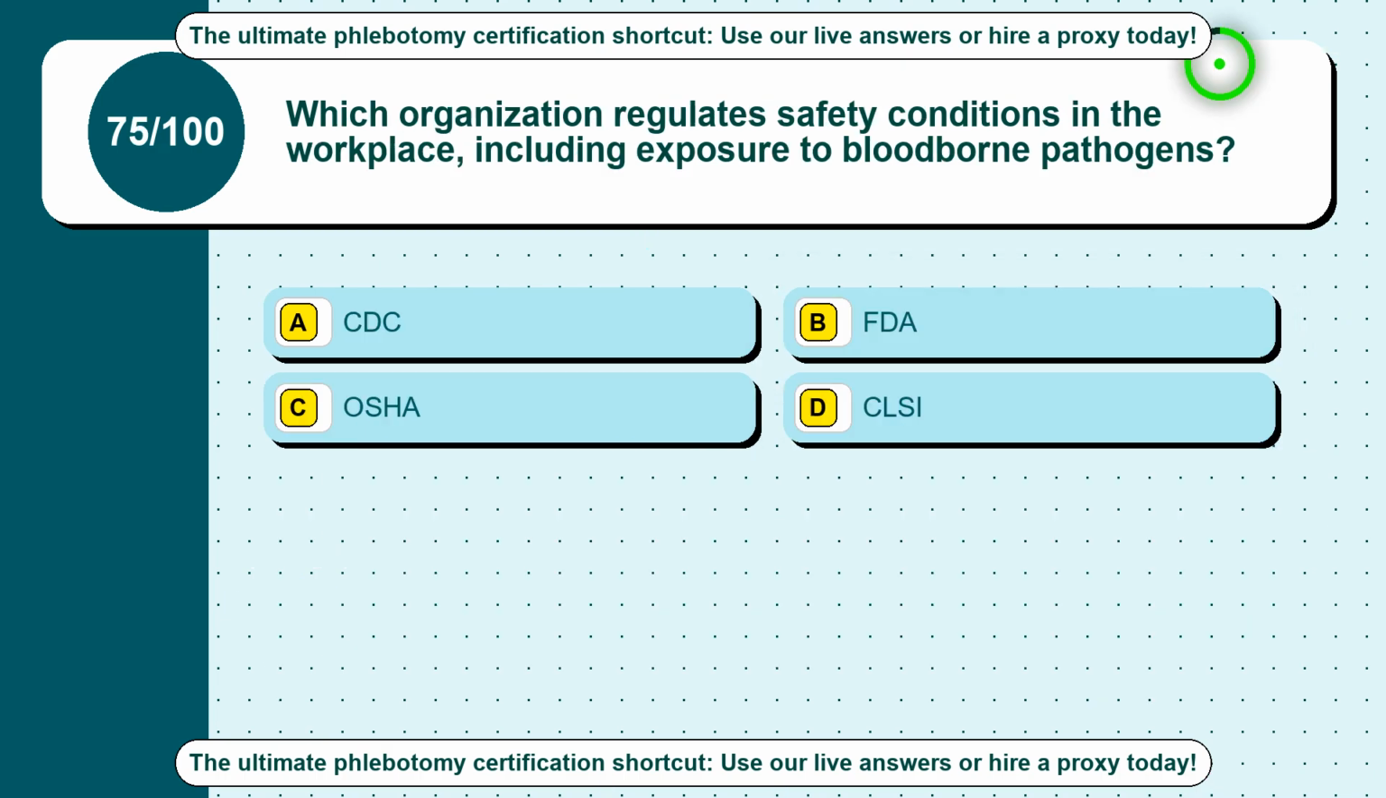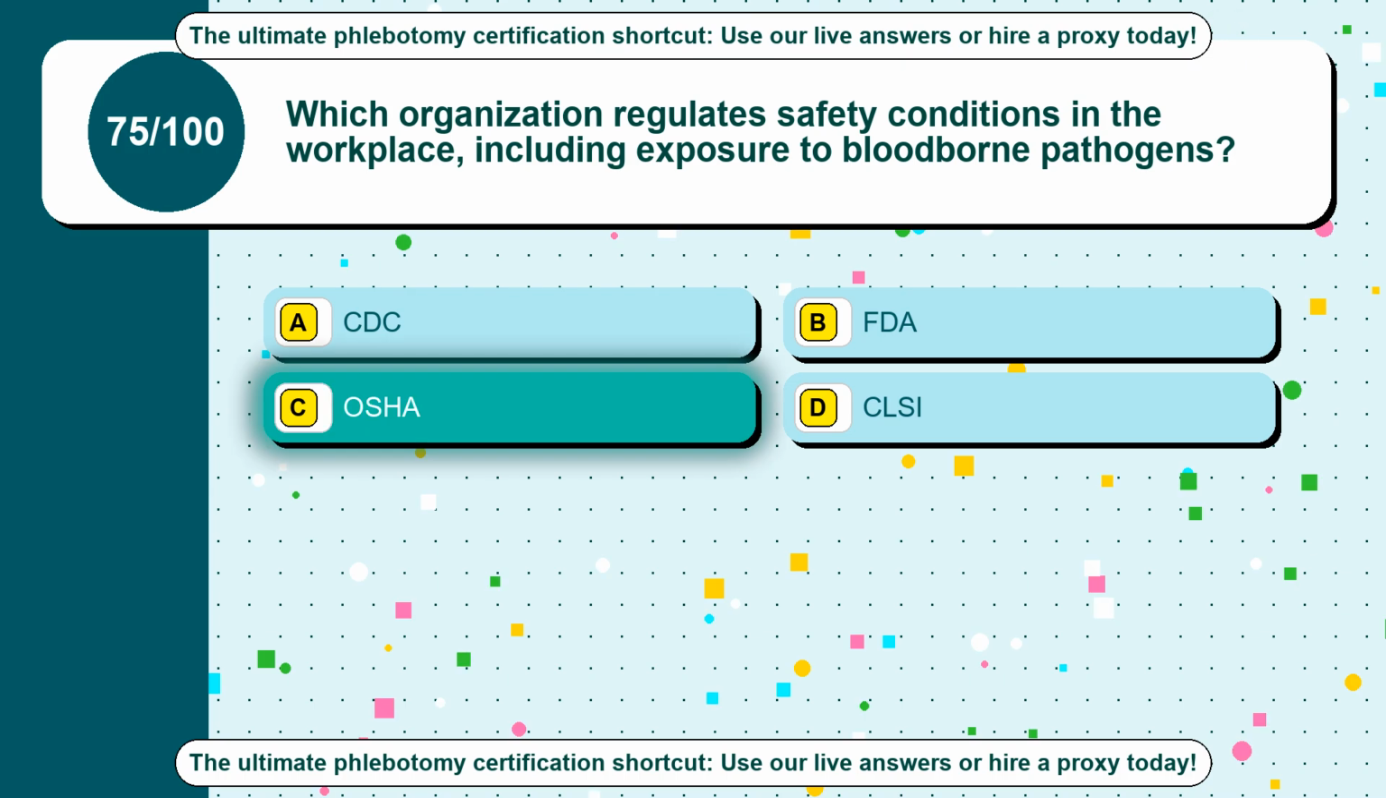Question 75. Which organization regulates safety conditions in the workplace, including exposure to blood-borne pathogens? Option A, CDC. Option B, FDA. Option C, OSHA. Option D, CLSI. The correct answer is option C, OSHA.